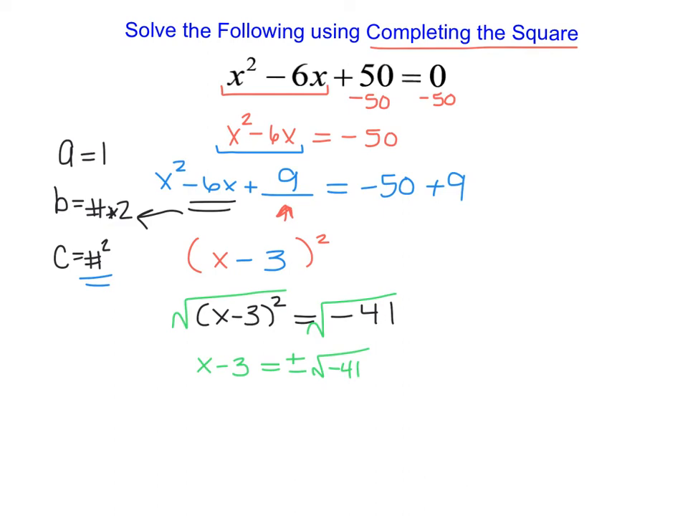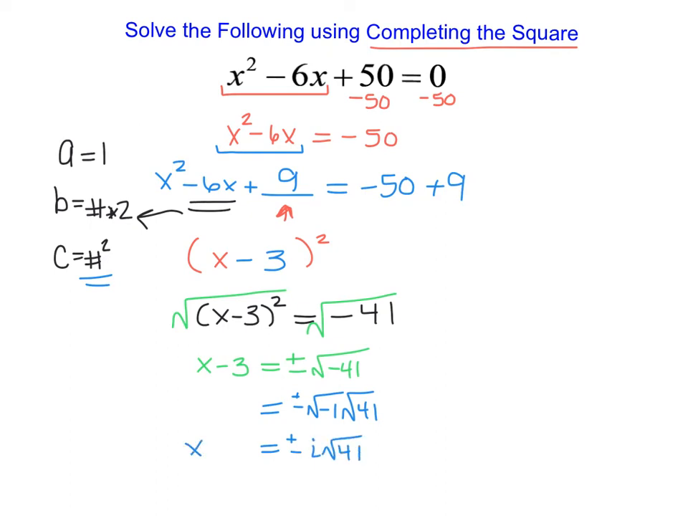Now I know that I need to attempt to simplify this, and I notice that 41 isn't divisible by any perfect squares, but because there's a negative underneath that square root, I know I need to simplify this further so that we don't have a negative under the root. So I can rewrite this as the square root of negative 1 times the square root of 41. And as a result, this becomes plus or minus i times the square root of 41.